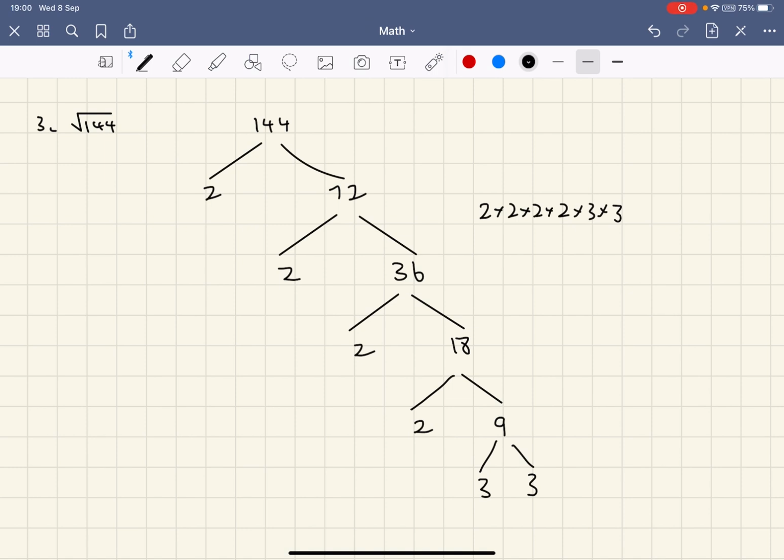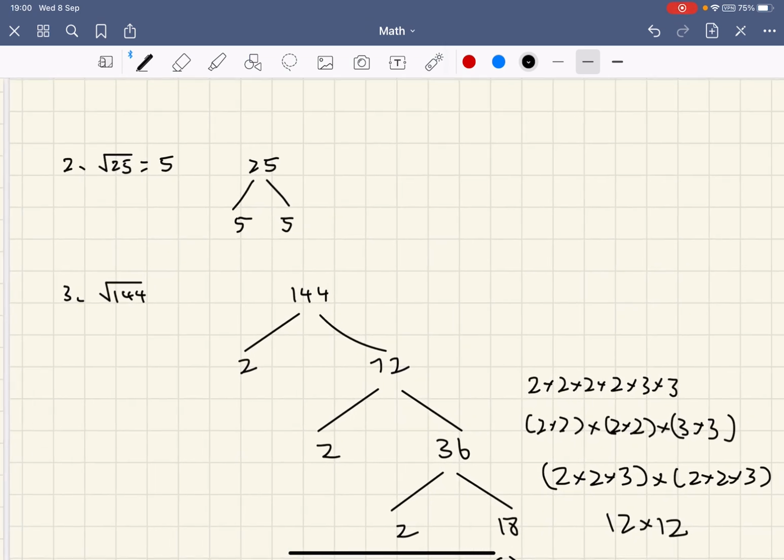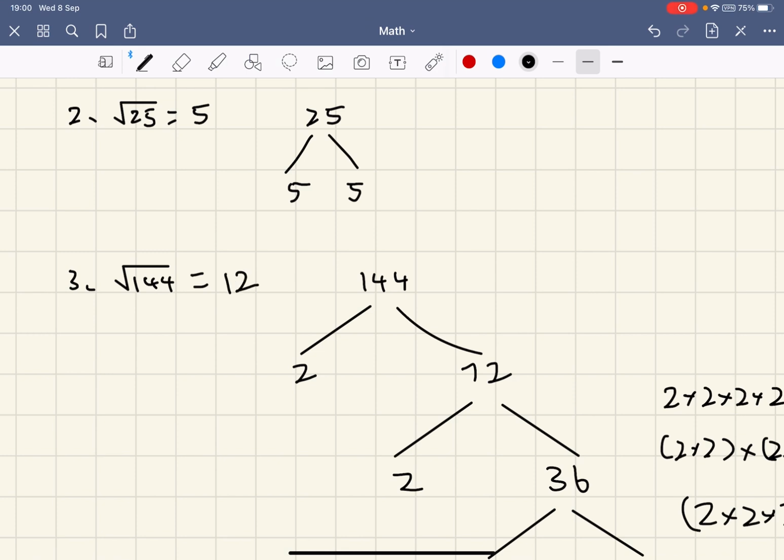Now this is different from before because it's not all the same number. It's not all 2s, it has 3s. So what we do is first group the 2s together: 2 times 2 times 2 times 2 times 3 times 3. We need to make the two groups equal to each other. So we can distribute one 3 into each of the groups, and we get 2 times 2 times 3 times 2 times 2 times 3. And 2 times 2 times 3 equals 12, so we get 12 times 12. So the square root of 144 is 12.